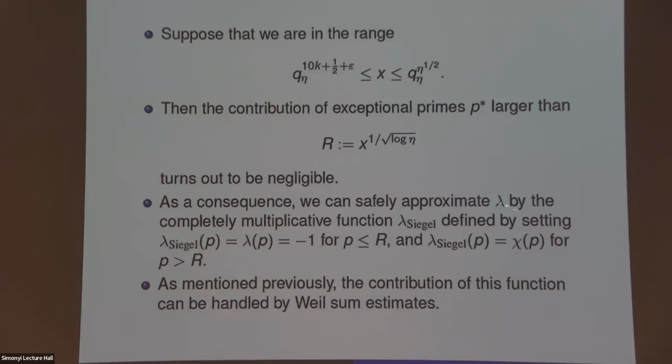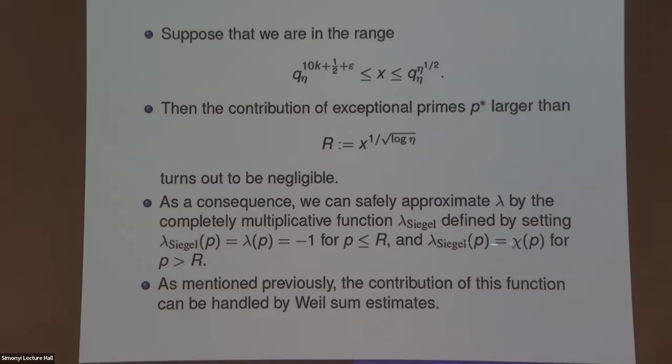Okay, so we don't quite approximate lambda by chi. That's not quite what you do. You instead approximate by a more complicated approximation, lambda Siegel. This is a multiplicative function which agrees with Liouville for small primes. So for primes up to this threshold, it is the Liouville function. But for primes above the threshold, we switch from the Liouville function to the Dirichlet character. So it's the Dirichlet character on rough numbers and the Liouville function on small numbers. It's kind of a hybrid. And because there are so few exceptional primes beyond R, it's a good approximation. You can swap lambda for the Siegel approximant, and the errors are small.